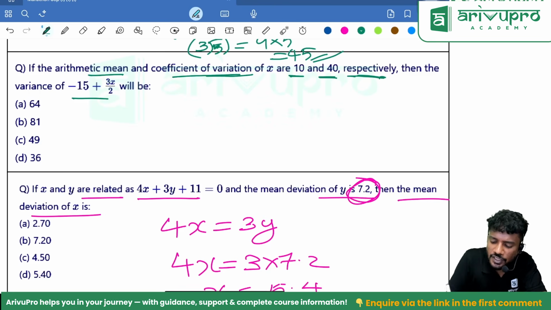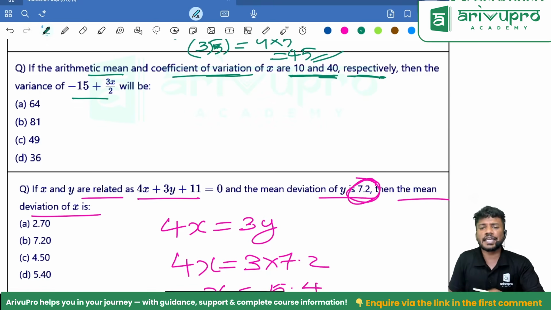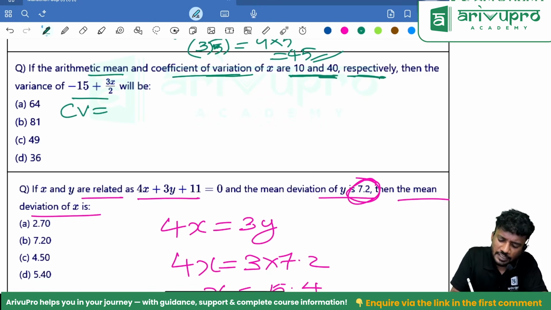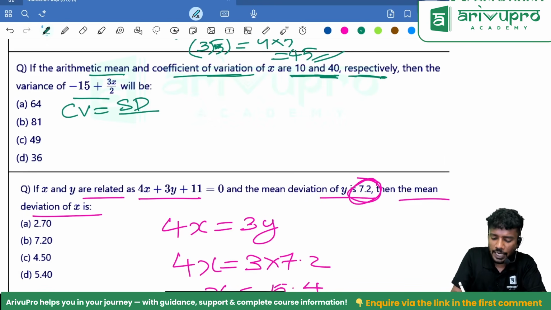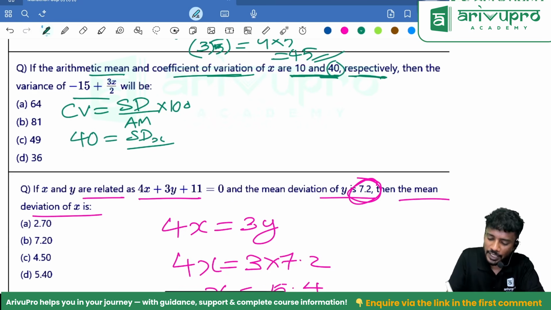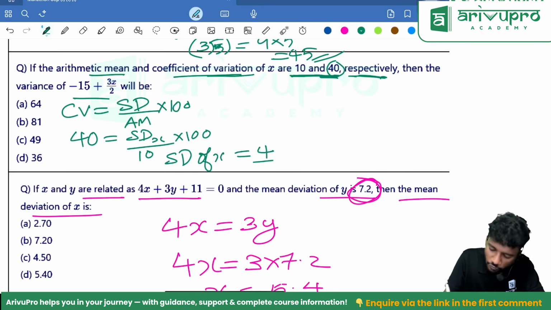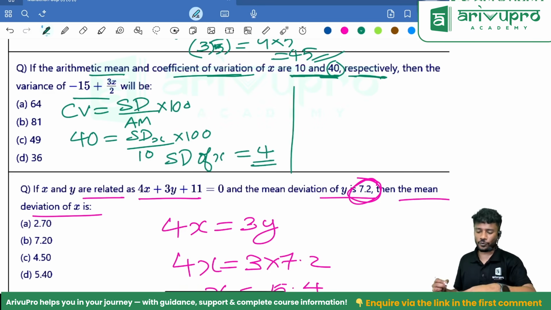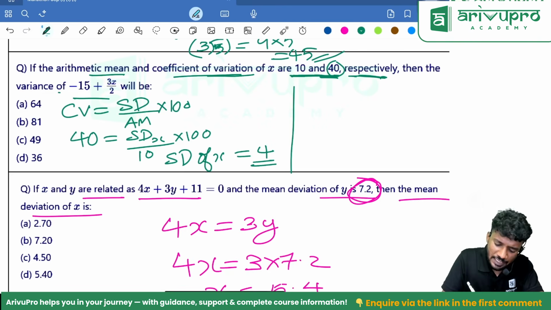Arithmetic mean and coefficient of variation of x are how much? 10 and 40. So coefficient of variation is given. Standard deviation by arithmetic mean into 100 is coefficient of variation, right? Now coefficient of variation is 40. So 40 is equal to standard deviation of x divided by arithmetic mean into 100. So standard deviation of x is equal to 4. Then the variance is equal to how much?